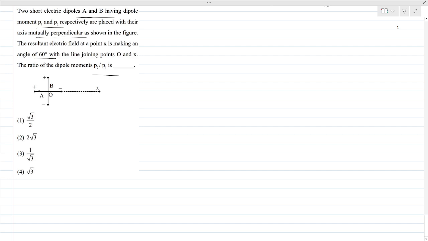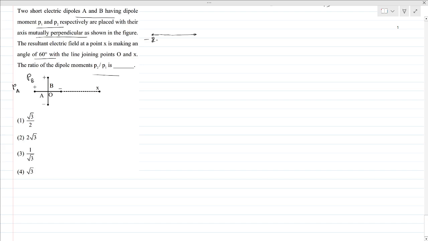So here you can see A and B are the two dipoles that are present here. So let's take PA and PB as the two dipoles. As we can see, point X with respect to dipole A is placed at an axial point, and with respect to dipole B, it is placed at an equatorial point. So first of all, we want to know the expression of the electric field of a dipole for an axial point and for an equatorial point.